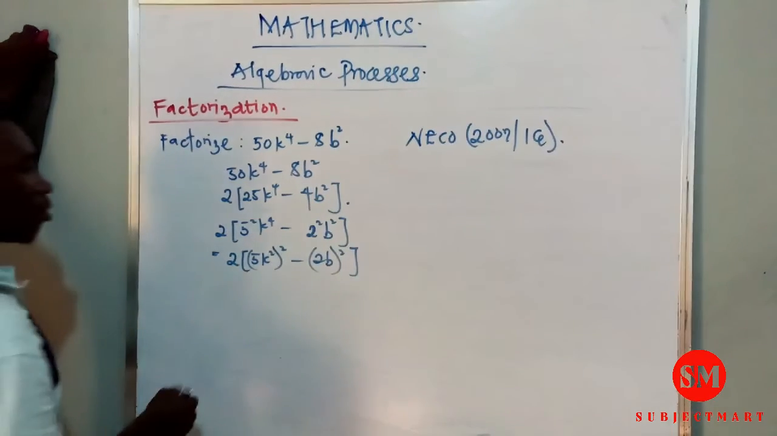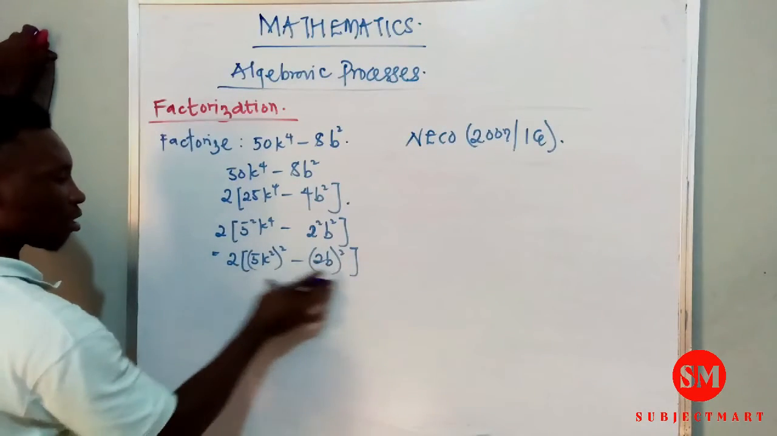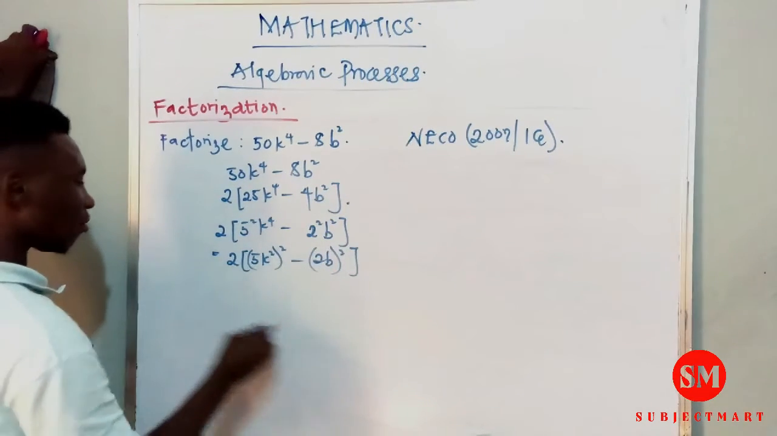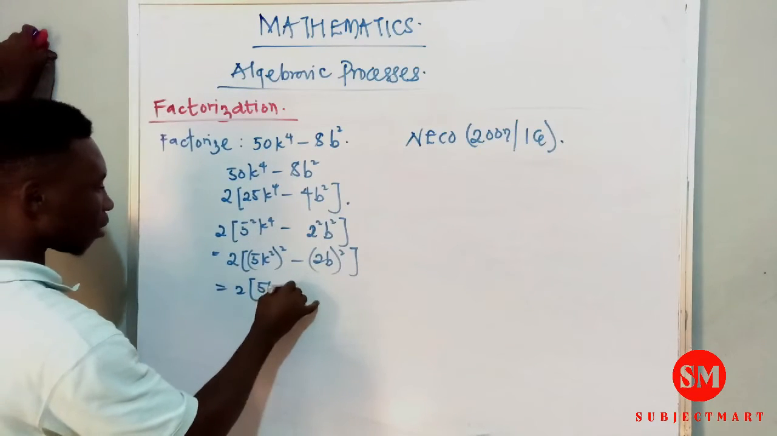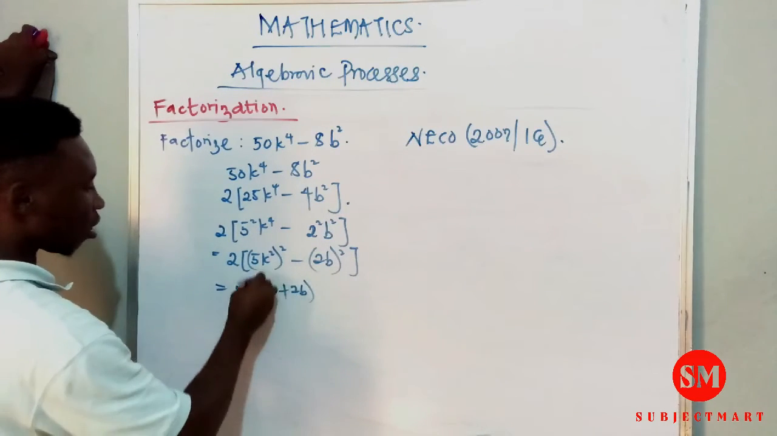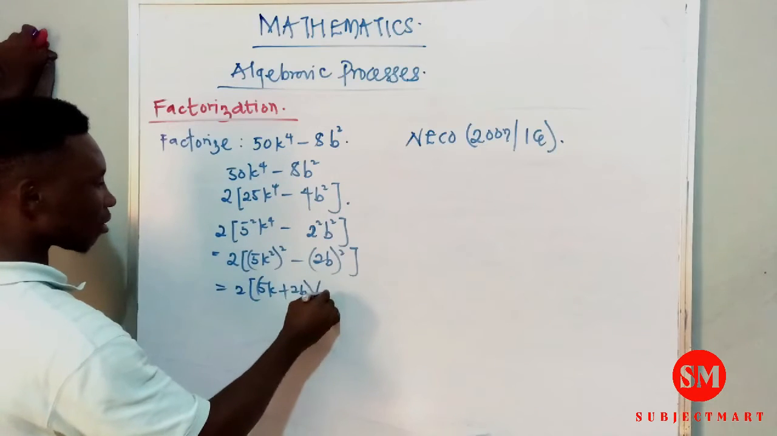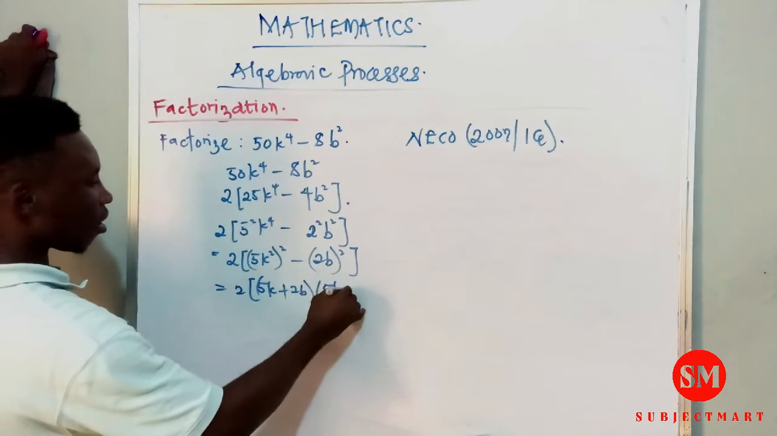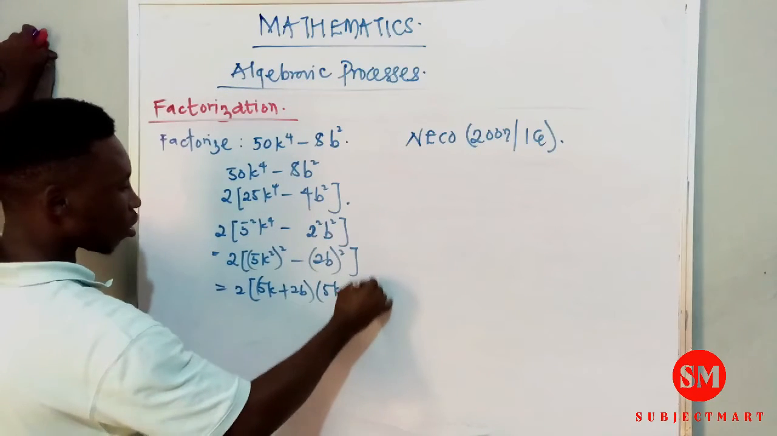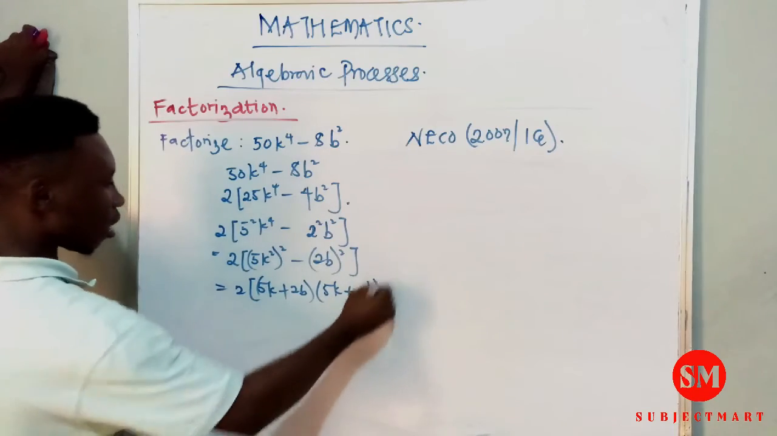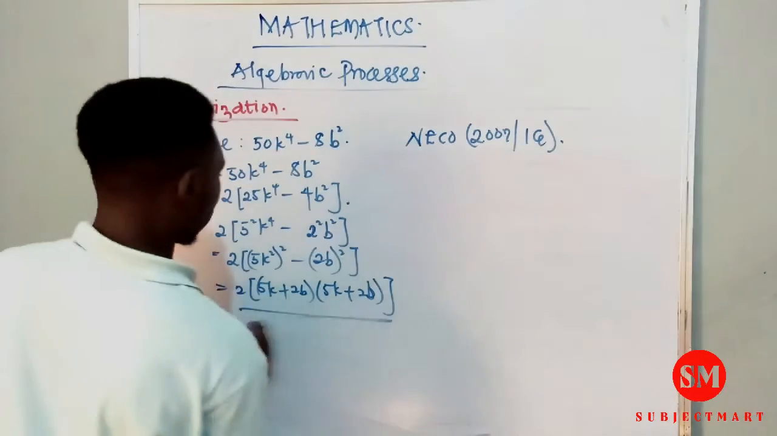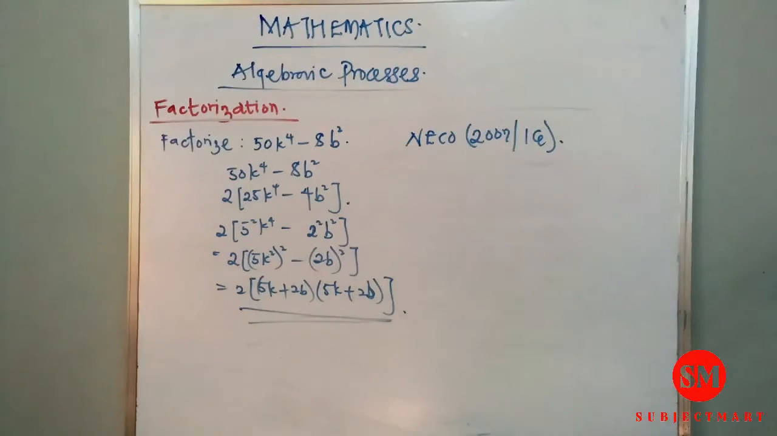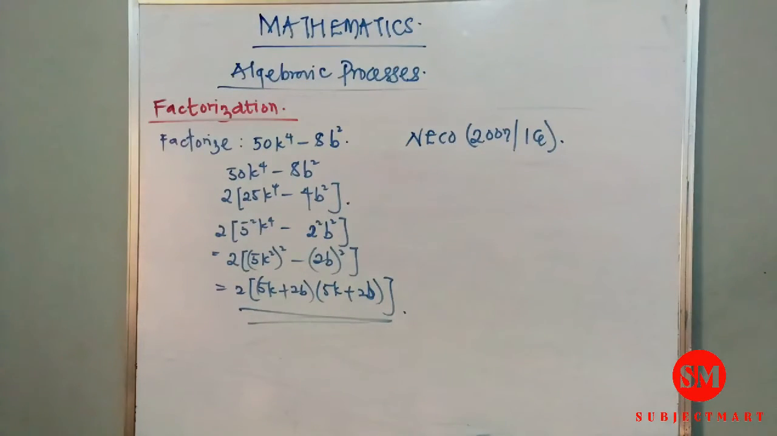So at this junction, I've been able to express this in this form. So I can now take the difference of two squares. This becomes 5k minus 2b in brackets, 5k plus 2b. So at this junction, I'll be able to say that I have factorized this particular expression completely, and that becomes my final answer.